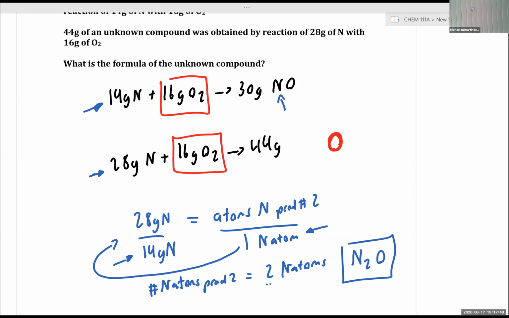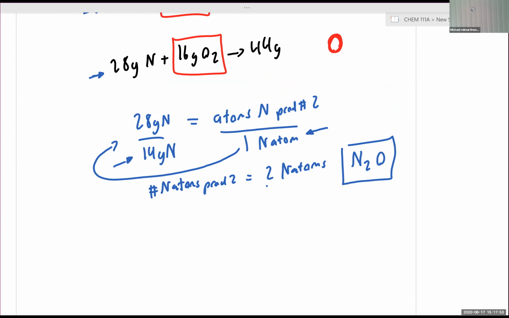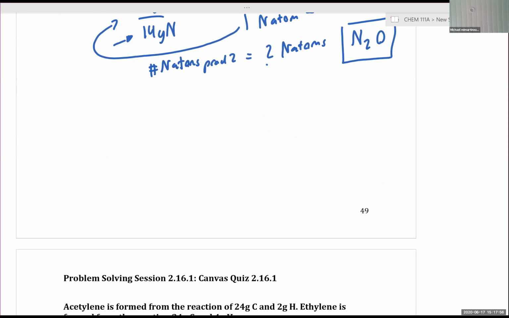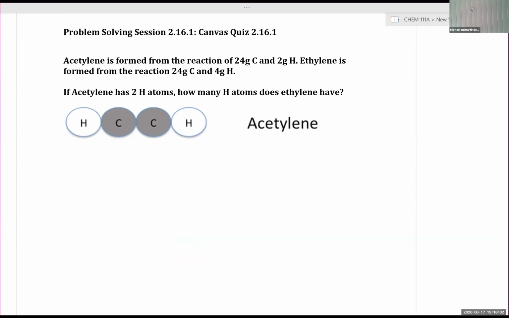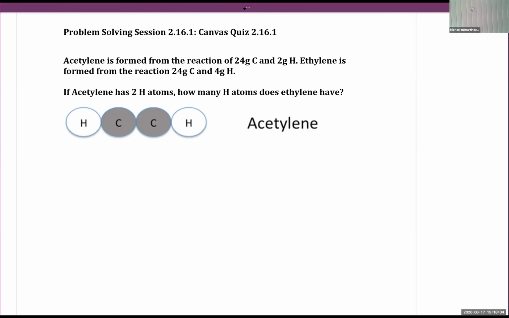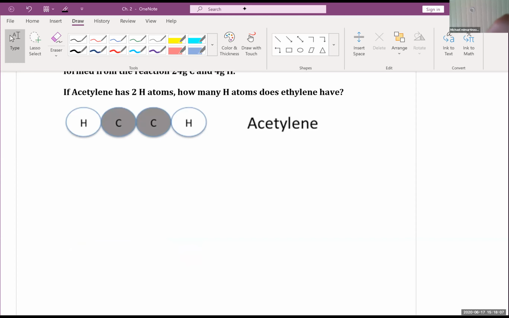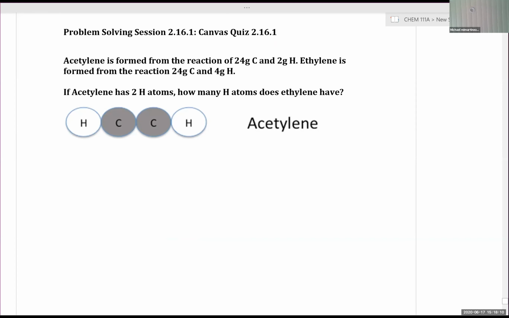If not, let's try another example just to make sure everyone's comfortable with this idea, as the logic associated with the law of multiple proportions can be applied to other formula ratio problems. So I'd like us to work on problem solving session 2.16.1, and this is in Canvas quiz 2.16. This is concerning the reaction to make acetylene versus the reaction to make ethylene. And we'll discuss in about 2 to 3 minutes. And don't be shy to submit your responses via Canvas or via the chat function.